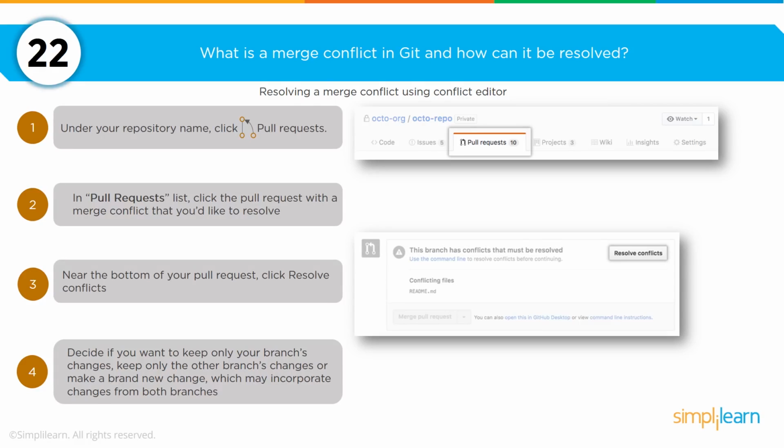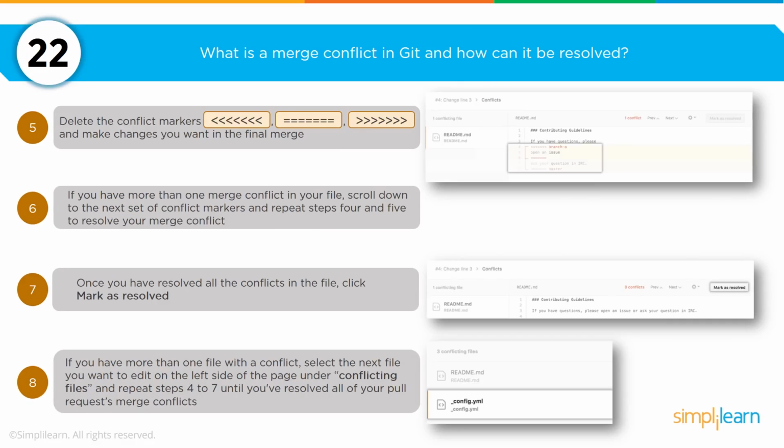And then if you need to make a decision on which branches you want to keep or which ones you want to change, that will have to be something you put in instructions inside of the file. You'll see that there are conflict markers within the instructions which are going to ask you which files you want to change and which ones you want to keep. If you have more than one merge conflict in your file, scroll down to the next set of conflict markers and repeat steps 4 and 5 until you resolve all of the conflicts.